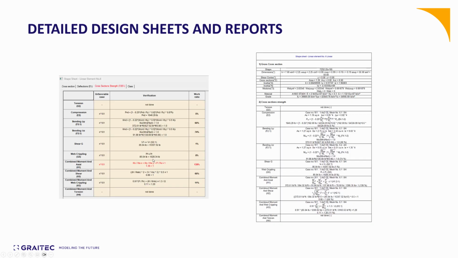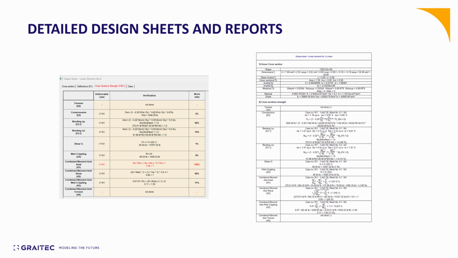So if you want to get more results for cold form sections, as you know, in Advanced Design we have two ways of seeing those. The first one is what we call the shape sheet. You can go here, and in the cross-section strengths, you can see, first of all, the maximum workload ratio of that specific element. And to go into more detail, here in the shape sheet, you can see all of the resistances and applied internal forces to that section.